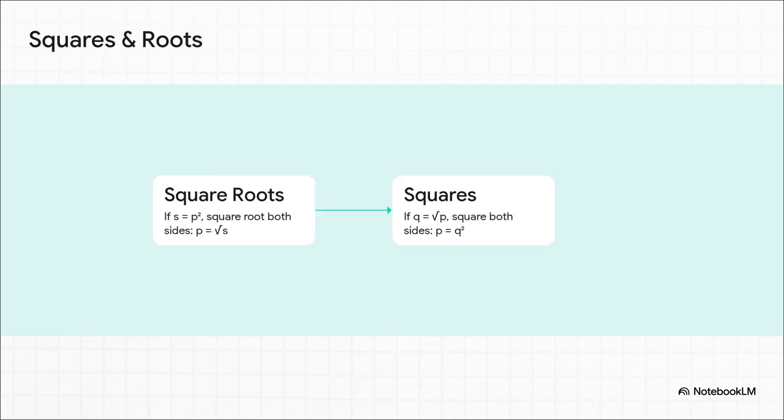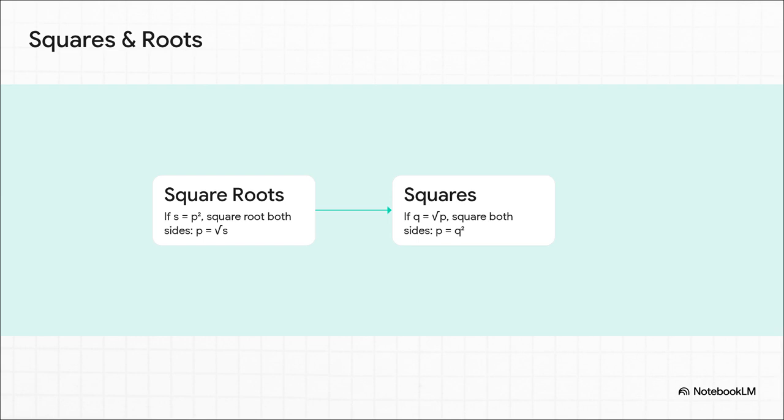But you know what happens when we run into trickier things like squares and square roots? Well, that golden rule of inverse operations absolutely still applies. If s equals p squared and we want p as the subject, we have to get rid of that square. The total opposite of squaring is square rooting, so we just square root both sides, giving us p equals the square root of s. Conversely, if q equals the square root of p, we do the exact opposite. We square both sides to free that p. That leaves us with p equals q squared.